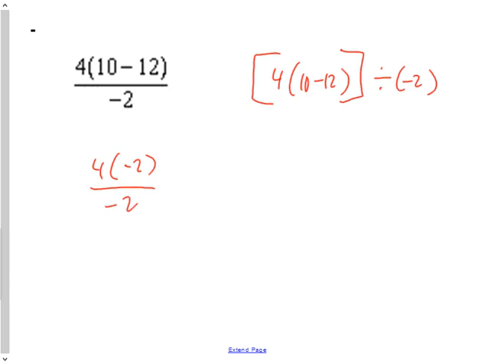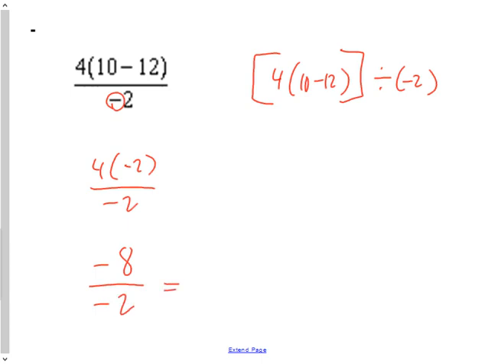I swear to heavens, and this is not a lie, I would have half of the students in this class have written that down in the next line. For whatever reason, I don't have a clue, this negative symbol disappeared on their second line, but it still exists. It's right there. Then your next line after that is negative 8, because 4 times negative 2 is negative 8.